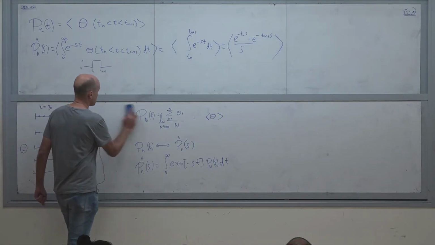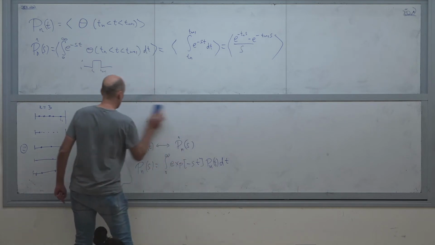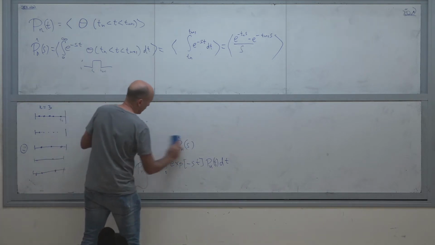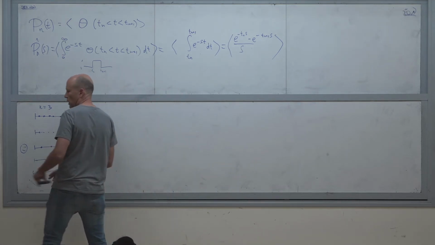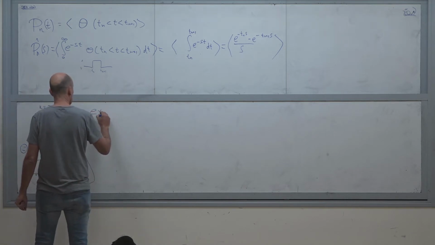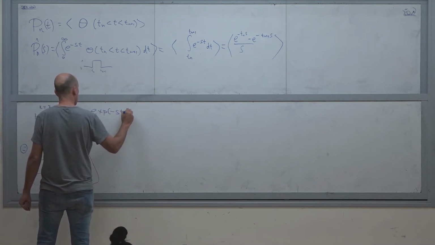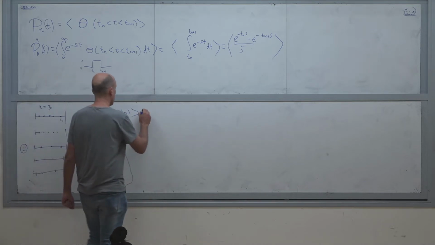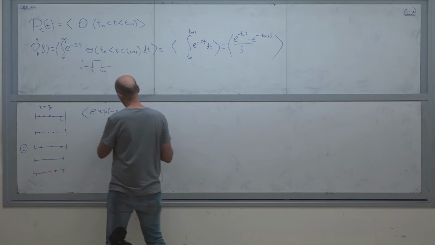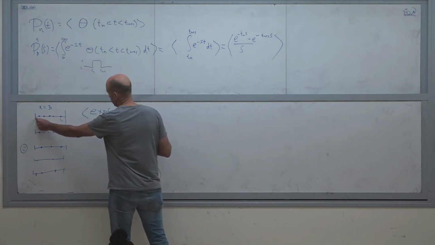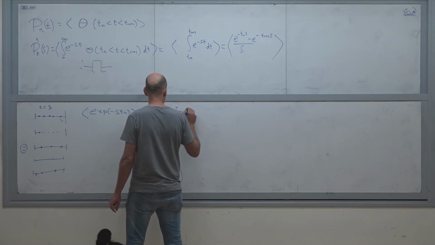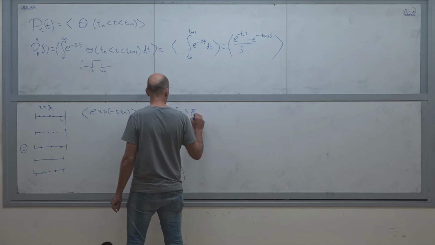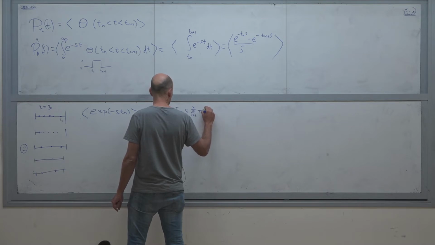We need to average over e to the minus S T_n and S T_{n+1}, but that's the same thing. So what is this, guys? What is the exponential minus S T_n average? What is T_n? I'm going to replace T_n with the taus. So this is the average of the exponential of minus s times the sum from i equals 1 to n of tau_i.